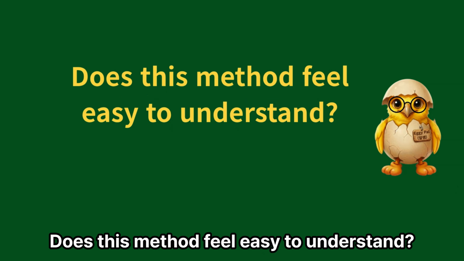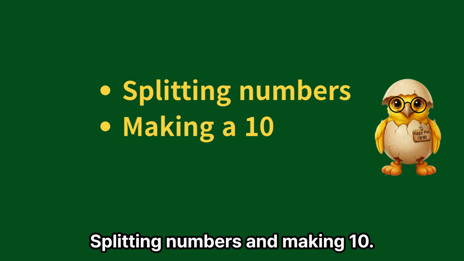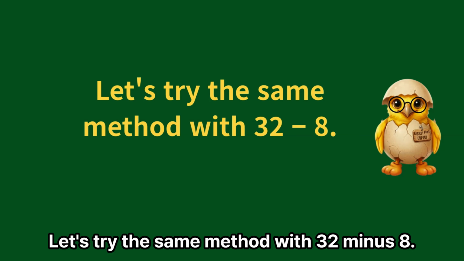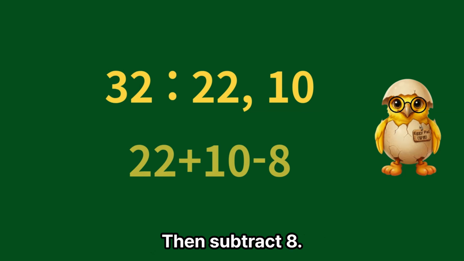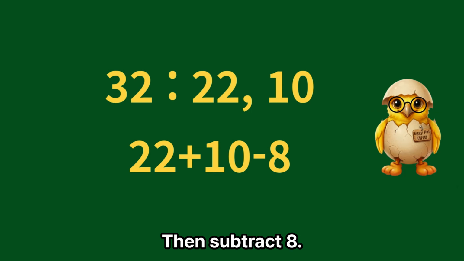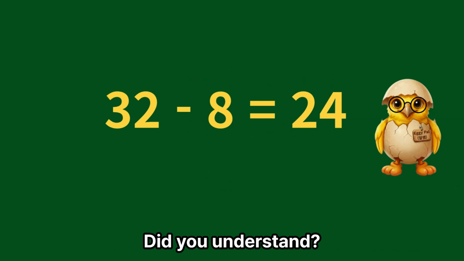Does this method feel easy to understand? This solution also uses the same two ideas. Splitting numbers and making 10. Let's try the same method with 32 minus 8. Split 32 into 22 and 10. Then subtract 8. Let's write this process as a simpler equation. Did you understand?